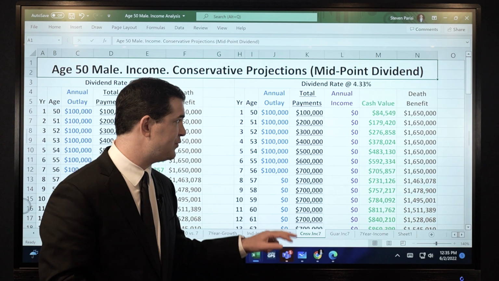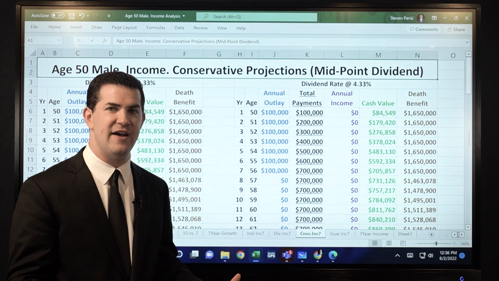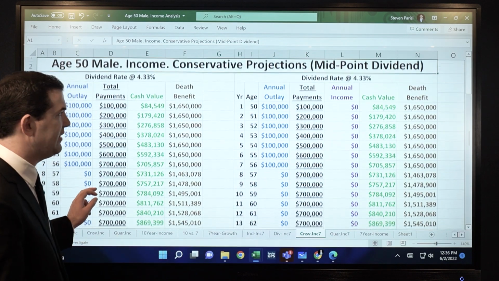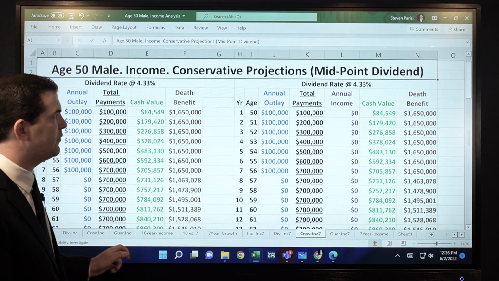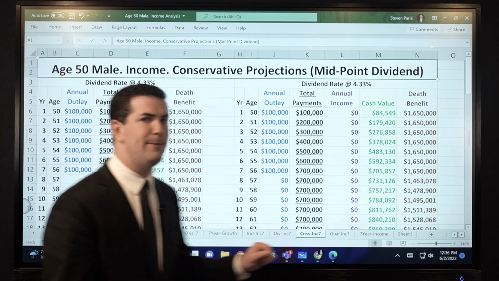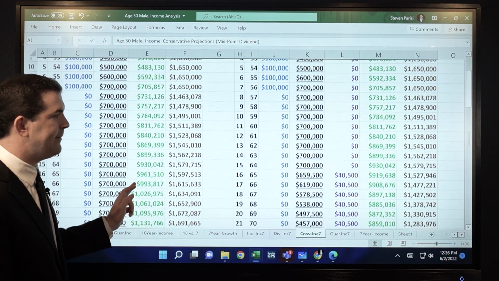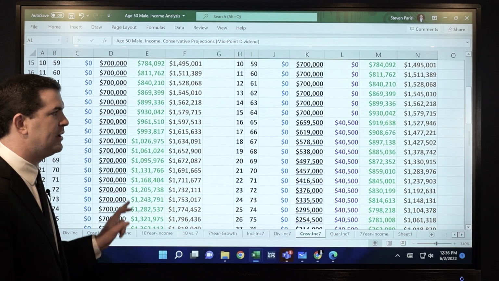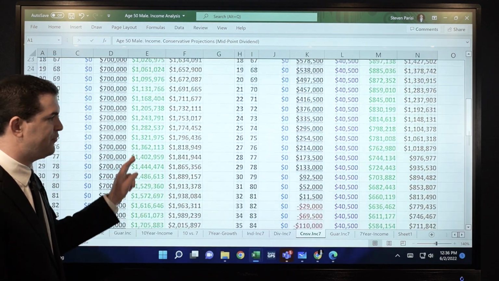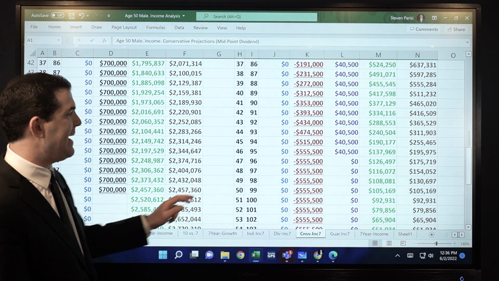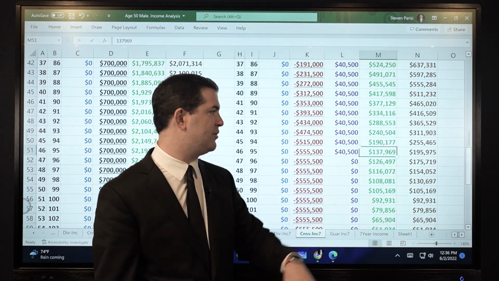Conservative dividend. So the company's present dividend rate is 5.65%. Here's a dividend rate of 4.33%. Much more conservative. Also referred to in the industry as a midpoint dividend. Scroll down here. Look at the income here. It's less. 40,000 and change. 40,500. We still get more back than what we paid in, which is good.